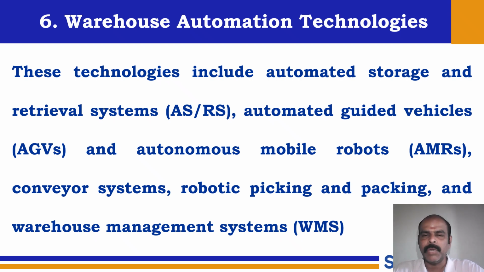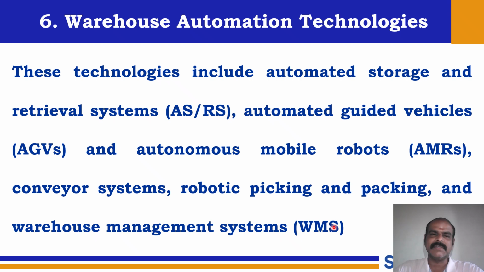Then second, we are going to use some movement mechanisms, that is, automated guided vehicles, in short called AGVs, and autonomous mobile robots, in short called AMRs. We are also going to use several conveyor systems, robotic picking and packing, and warehouse management. These are the crucial elements. Now let us classify these elements like this. The former cases are physical automation, and the final one, WMS, that is, warehouse management system, is a software platform which is going to integrate the software with the hardware.